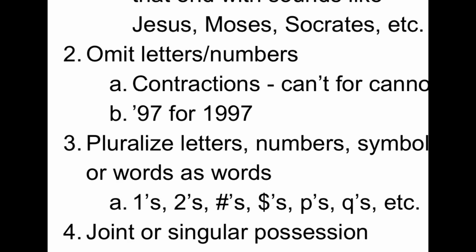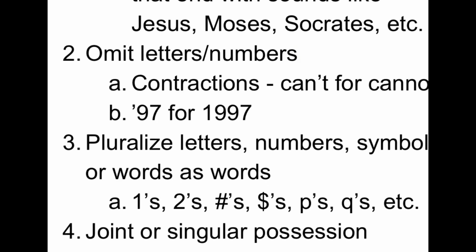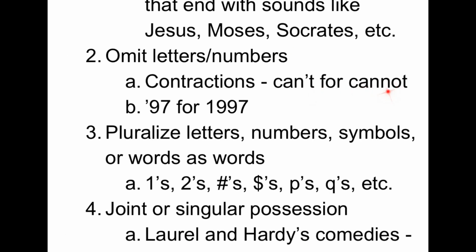You can also use apostrophes to omit letters or numbers. For example, in contractions, you can replace cannot with can't, or apostrophe 97 for 1997. 3. You can pluralize letters, numbers, symbols, or words as words. Ones, twos, numbers, money signs, P's, Q's, etc.